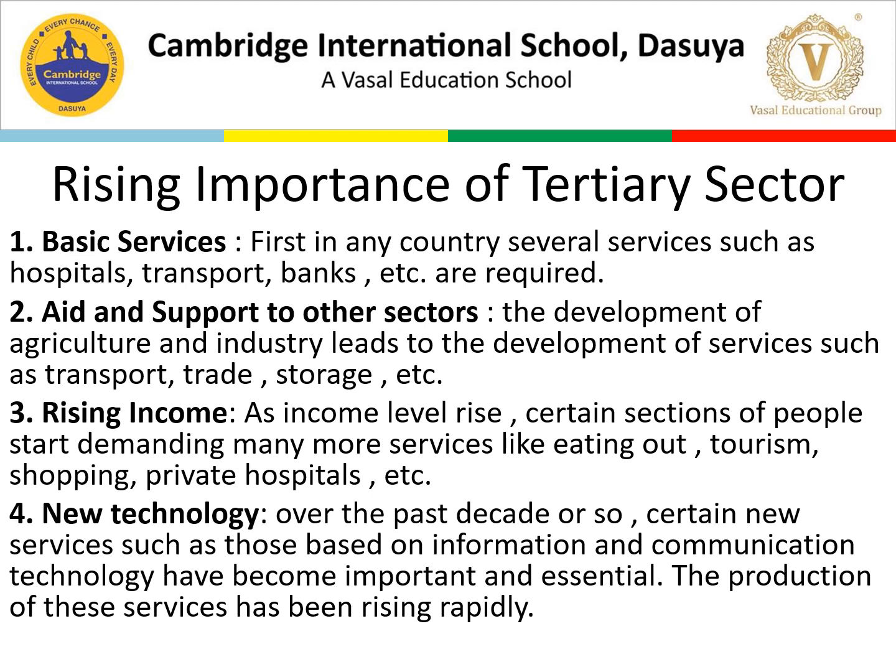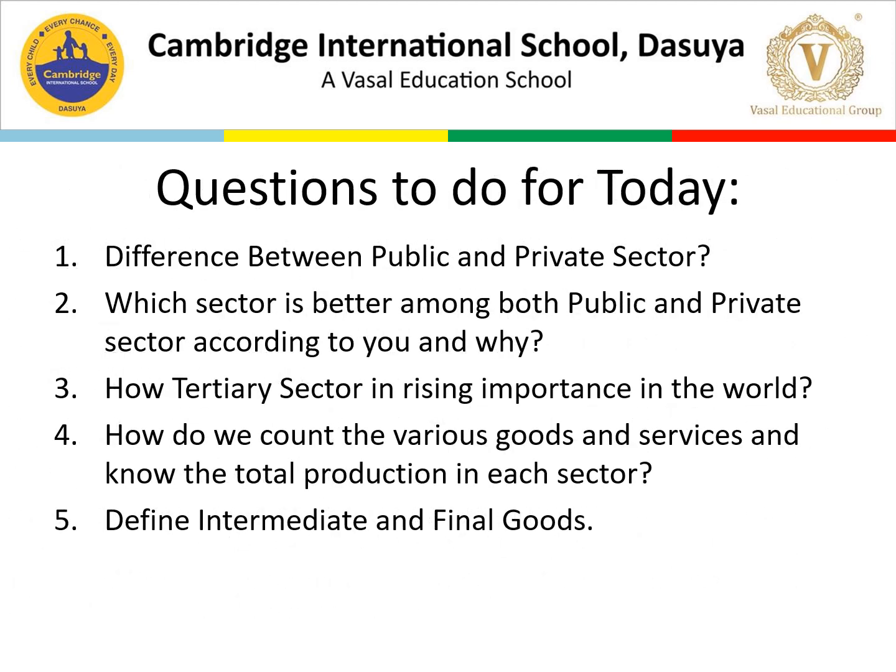Now the last part of your chapter is all these questions. The first question is the difference between public and private sector. Then, which sector do you feel is better and why. You have to give a reason, you have to think yourself and give the answer. Then, how is the tertiary sector rising in importance in the world. Then, how do we count the various goods and services and know the total production in each sector. And the last question is define intermediate and final goods, and you can even give the differentiation between both. So that is all for today.